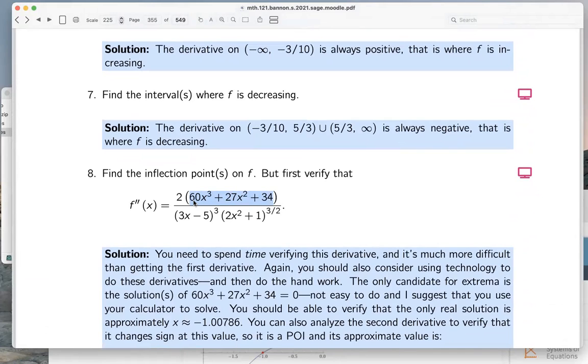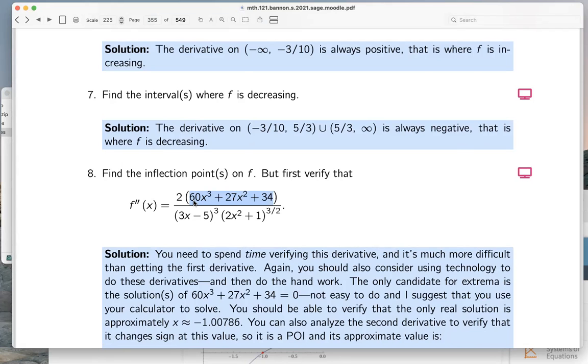Not only was it a killer, I was then faced with an equation that was incredibly difficult to solve. So I still went to technology. It wasn't until I got to question 8 that I went to technology. In question 8, what did I do? I looked at a computer algebra system to get the derivative. I was able to do that. I looked at the computer algebra system to find a zero of 60x cubed plus 27x squared plus 34. It gave me 3 answers. 2 were complex, 1 was real.